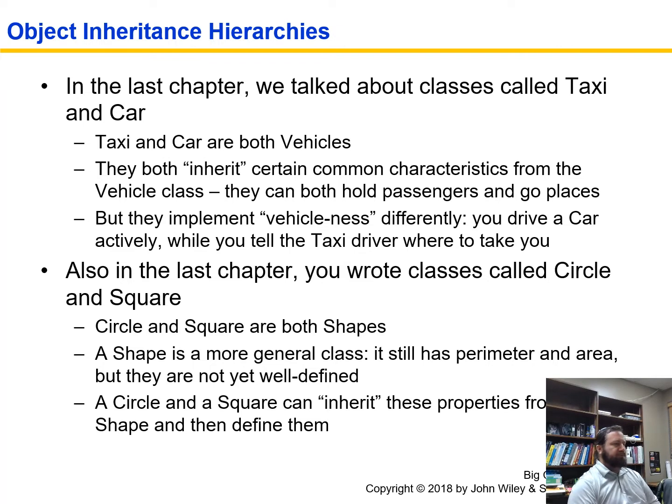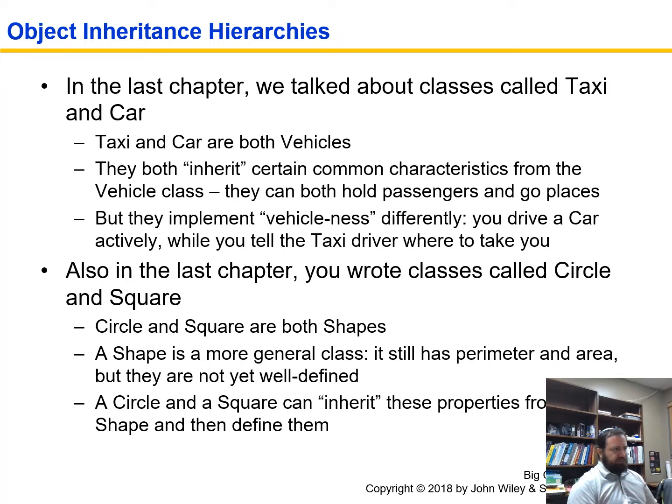Also in the last chapter, one of your exercises was to write a class called circle and a class called square. We can think of circle and square as both being a type of shape. A shape would be a more general class. Every shape has a perimeter and an area, but they're not very well defined for something that's just a shape. A circle and a square can inherit those properties from a shape and then define them. A circle would define area as pi r squared, whereas a square would define area as side squared.